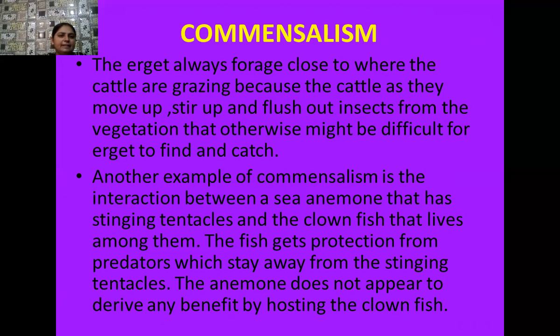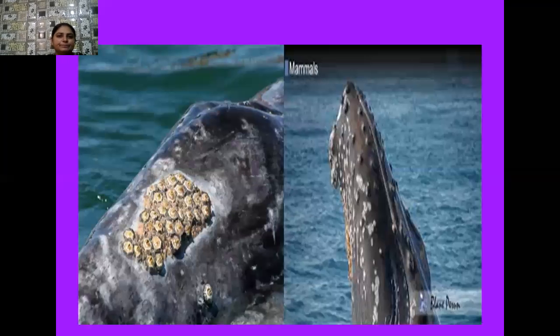Another example of commensalism is the interaction generally found between the sea anemone, which has stinging tentacles, and the clownfish. This clownfish is a very small fish. It lives inside the stinging tentacles of the sea anemone. The fish gets protection from its predators, which stay away from the stinging tentacles. And the anemone does not appear to derive any benefit by hosting the clownfish.